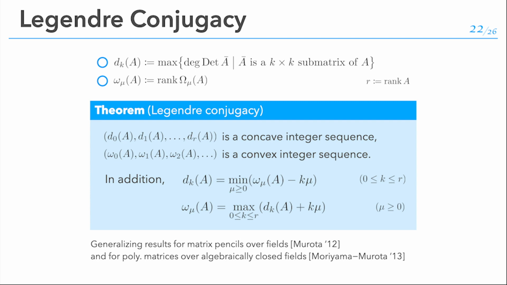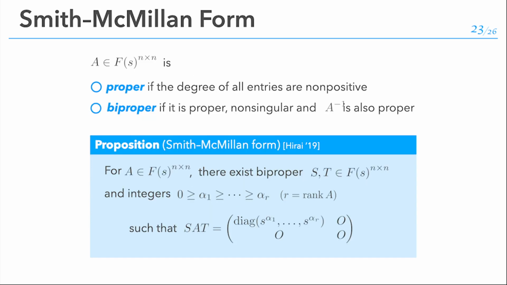This is called the Legendre conjugacy. This result generalizes that for matrix spaces over fields. To show this conjugacy, we use the Smith-McMillan form of a matrix. A matrix A over F of s is called proper if the degrees of all entries are non-positive, and A is called biproper if it is proper, non-singular, and its inverse is also proper.